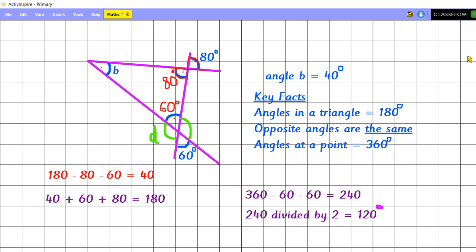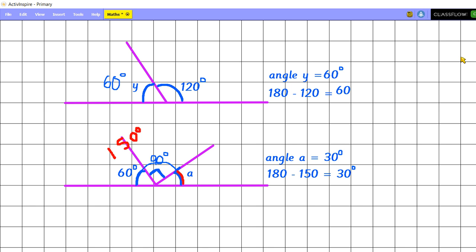Okay, so your activities are actually posted below and they're very similar to this. Red group, you have got angles on a straight line, and you need to remember the key fact that angles on a straight line equal 180.